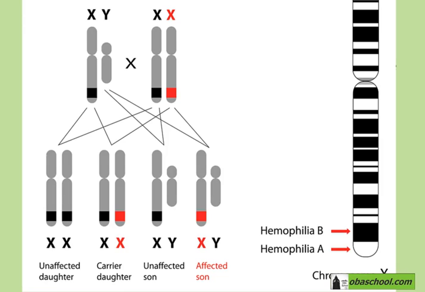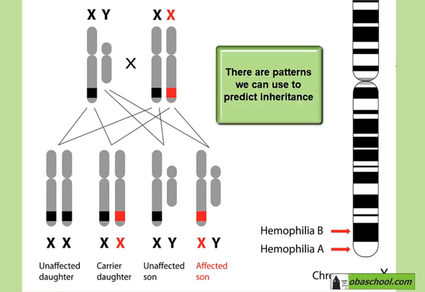The way single gene features like these are passed from one generation to another follows some clear patterns. You can use them to predict what may be passed on to the next generation. They are much easier to work with and understand than the majority of characteristics that result from multiple genes.